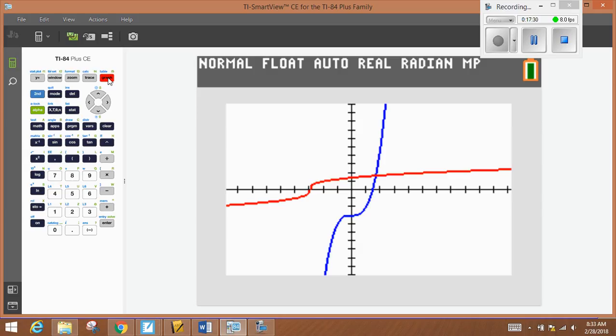And they're kind of fun. I like these graphs. I think that they're aesthetically pleasing.